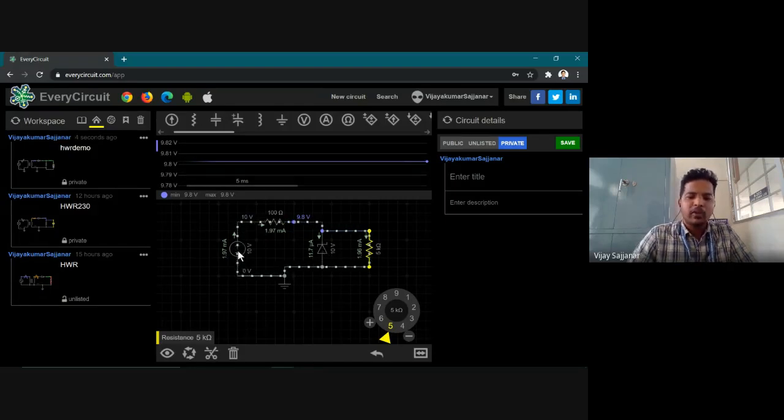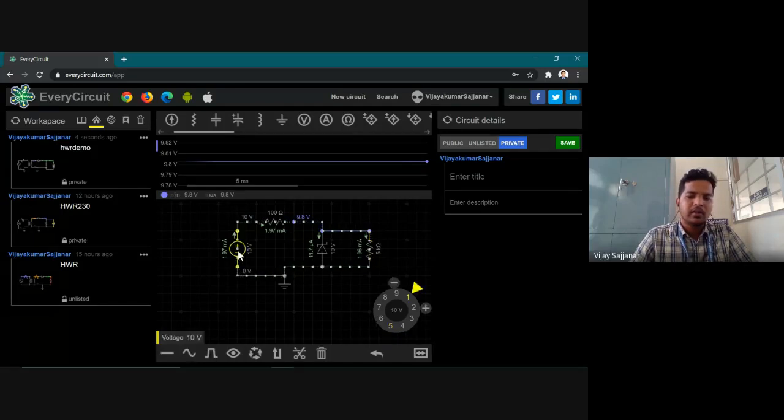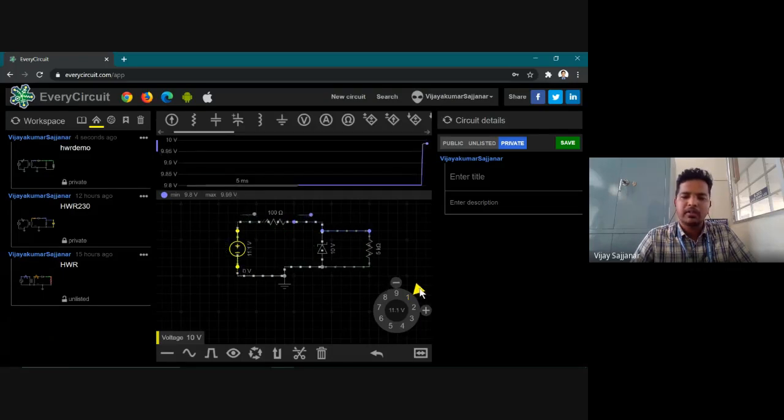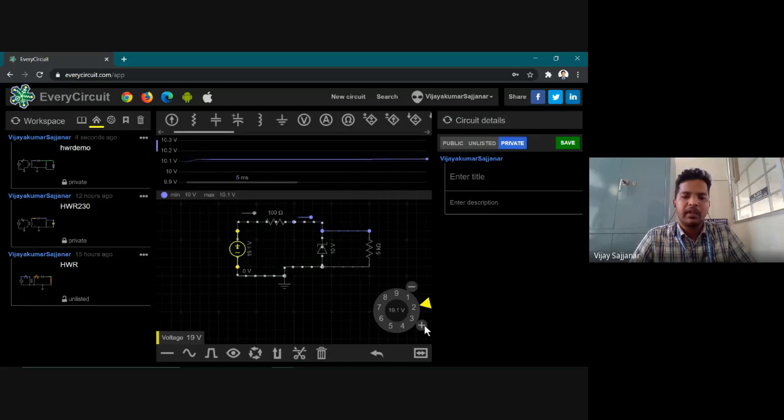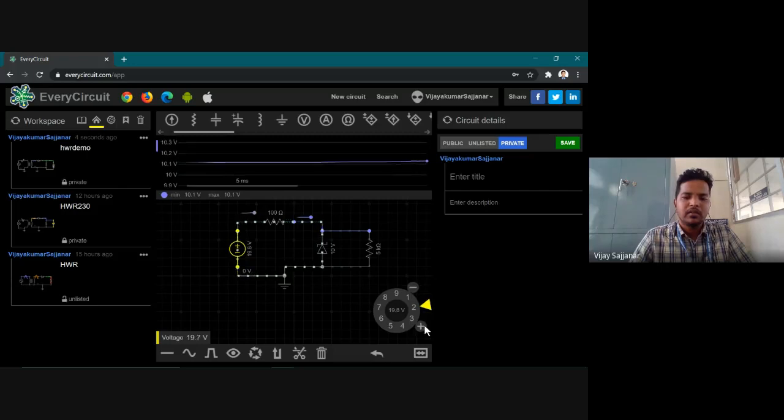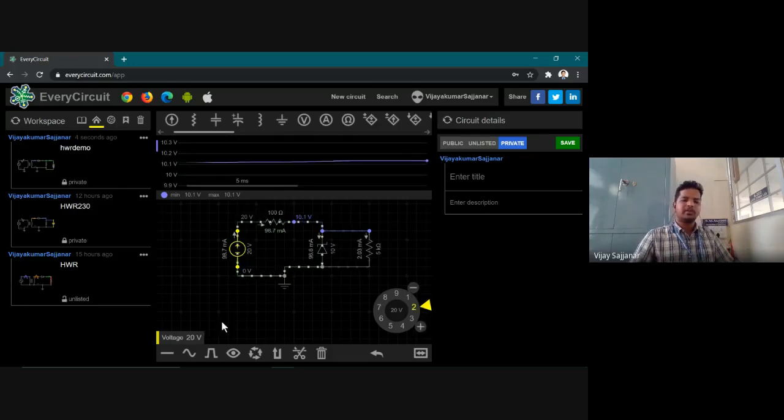The observation we have to make is, because our Zener diode is at 10 volts, if we try to change the voltage here, it will not make a substantial difference to the voltage. Observe that now the voltage is 18.7. Let's make it a round figure, 19 or 20. Okay, so here we can observe the difference.